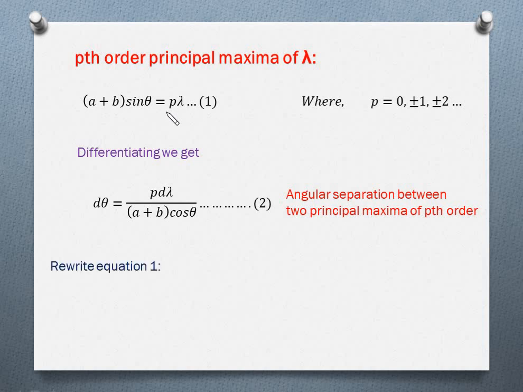Now just rewrite equation 1. Remember, we need this equation later on. So just rewrite equation 1 and multiply by N, where N is the number of slits. Now if you write separately the condition for the 0th order principal maxima, first order principal maxima, second order principal maxima, and so on, then you can substitute the value of p by 0, 1, 2, and we will have this equation 3.